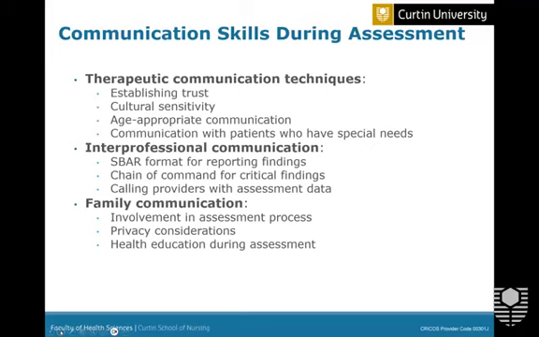And then of course we've got family communication as well, and that's involvement in assessment processes, any privacy considerations or any health education required during that assessment.